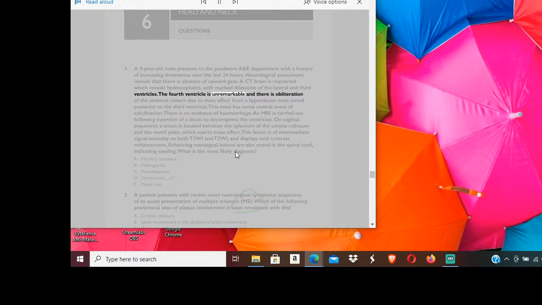The fourth ventricle is unremarkable, and there is obliteration of the ambient cistern due to mass effect from a hyperdense mass noted posterior to the third ventricle. This mass has some central areas of calcification. There is no evidence of hemorrhage.